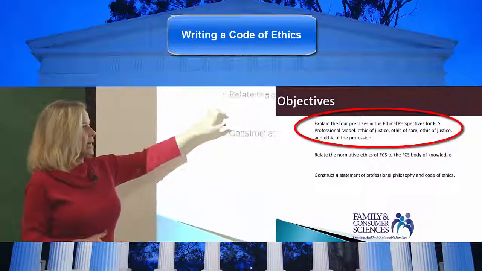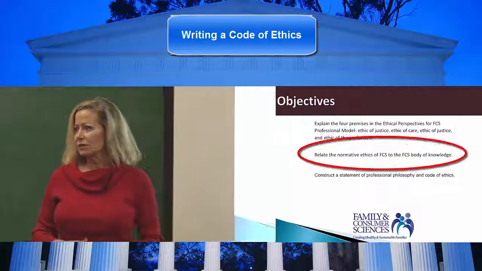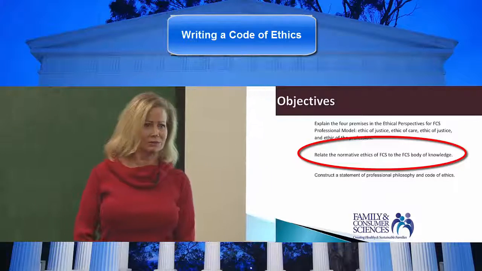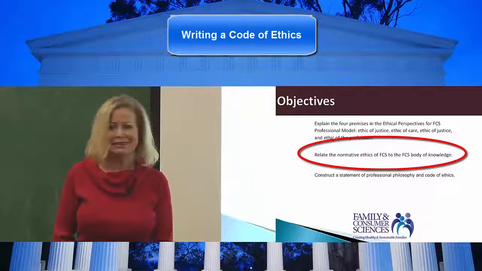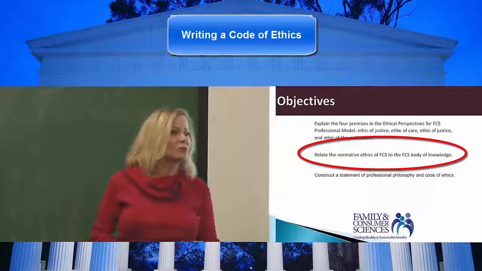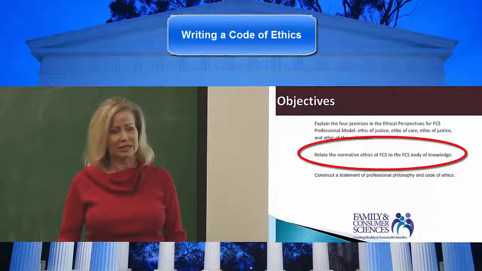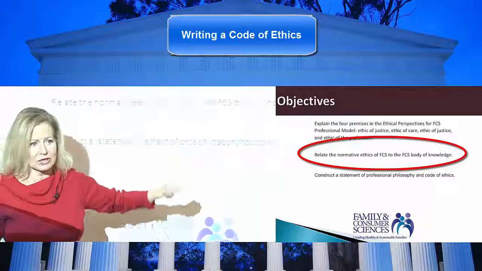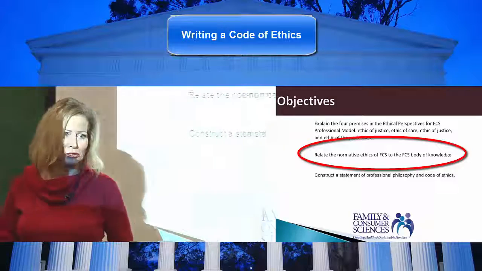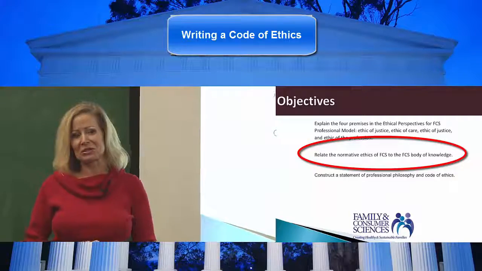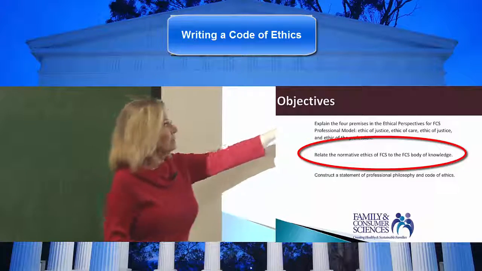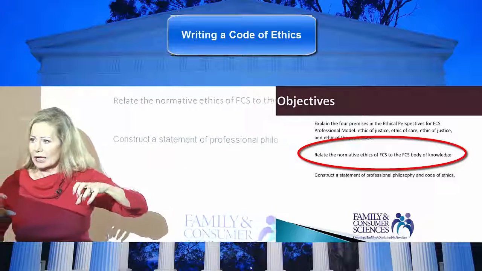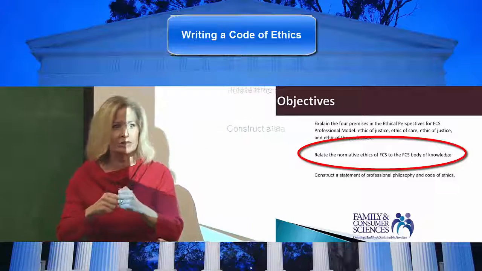Okay, and then the other piece that we're going to be doing is looking at what we call normative ethics. Doesn't that sound important? Normative ethics, yeah. Well, basically, it's kind of the rules, the ethics of the profession. And we're going to be talking about the FCS body of knowledge, the Family Consumer Sciences body of knowledge that I know you're all familiar with, but we're going to spend some more time talking about that today. And basically we're going to be looking at the body of knowledge and talking about the ethics that are associated with that body of knowledge.